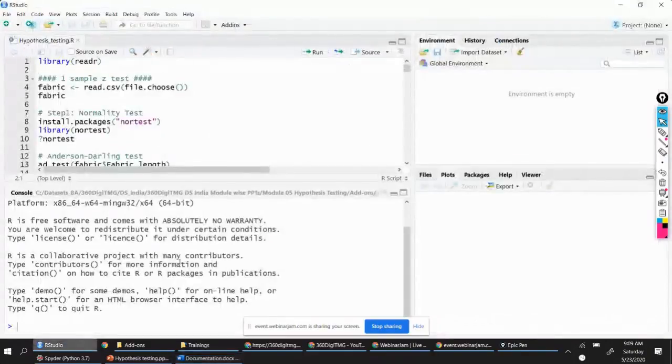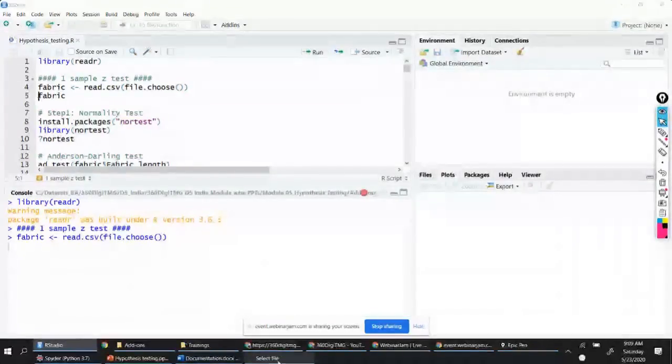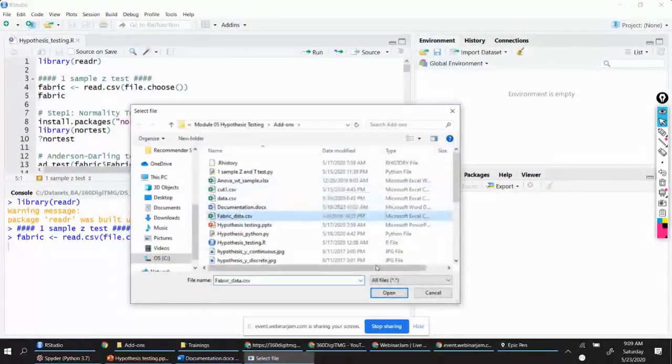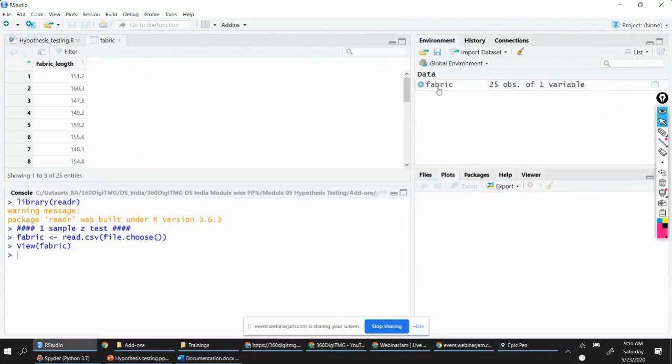Okay. So I'm launching R and I'm reading the data set. In order to read the data set, I'll say read R. Read this data. And here I will have fabric data. Now what we have done is we have randomly selected 25 fabrics. The machine cut the fabrics, right? So randomly we have chosen 25 samples, right? And recorded the lengths. And this is your data.